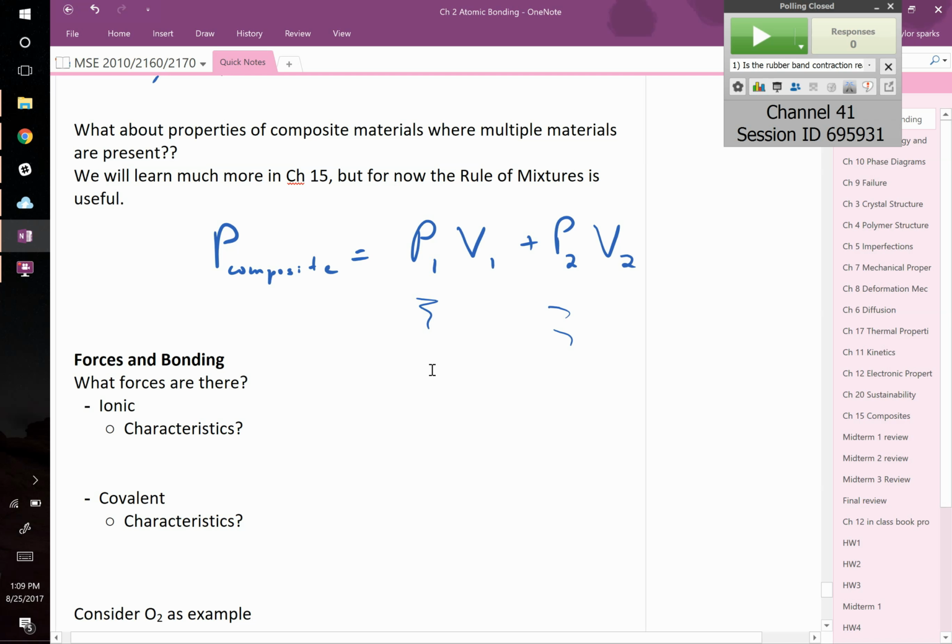Okay, yep. You could use it for stiffness, right? Now stiffness depends on how the composite's put together. Like it can break this rule, but it can be used for electrical conductivity, for strength. You can use it for a lot of things. But like I said, later on in chapter 15, we'll talk about how to modify it for actual composites. But for density, it works great.